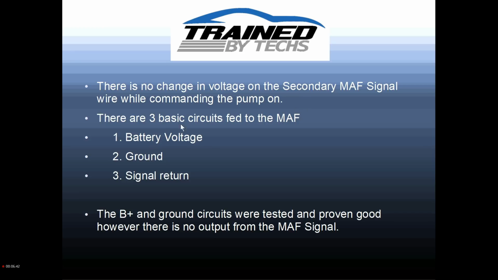That mass airflow has 3 basic circuits that are fed to it: 1, battery voltage, 2, ground, and 3, the signal return. The battery plus and ground circuits were tested and proven good. However, there was no output from that mass airflow sensor. Simply put, the B plus and the ground I load tested, and they proved out functional.